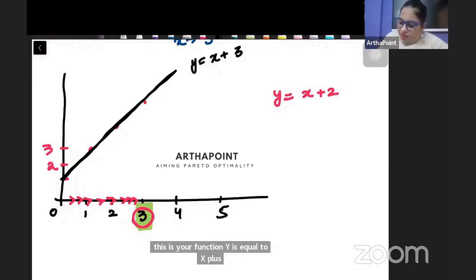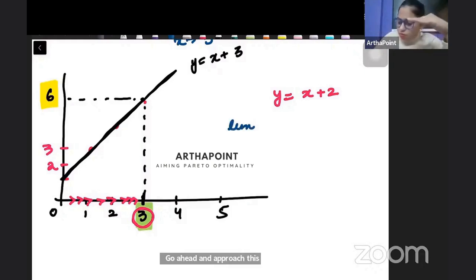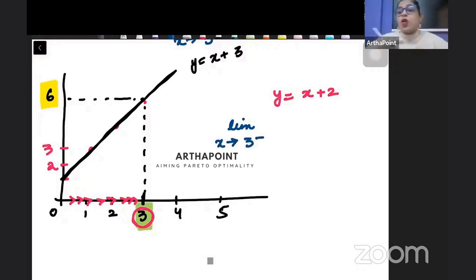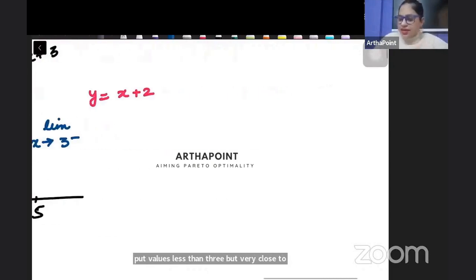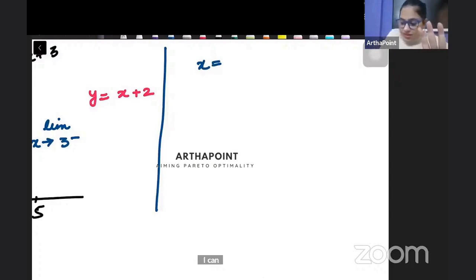I know when I will plug 3, जब मैं 3 plug करती हूँ function में, the answer I will be getting will be 5. I will get the answer as 5. Now, I have to go ahead and approach this function from the left hand side. तो मैं बोल रही हूँ, what happens when I will put values less than 3 but very close to 3? So maybe I can start by putting x equal to बहुत close to 3 करना है, but 3 minus represents that it should be less than 3. So okay, let me start by putting 2.9.